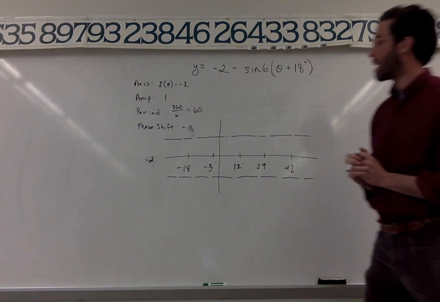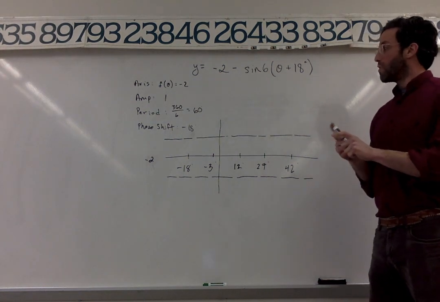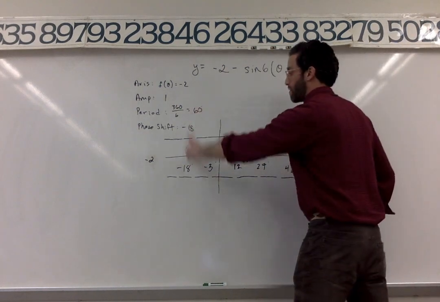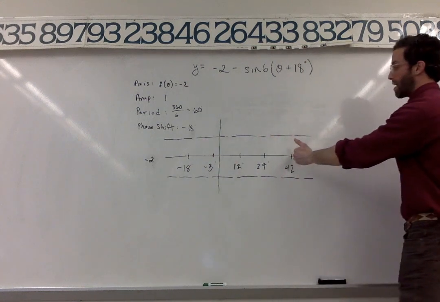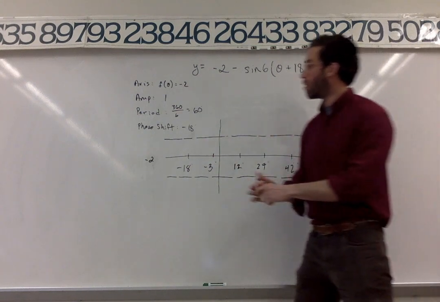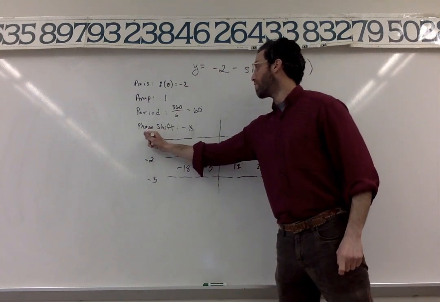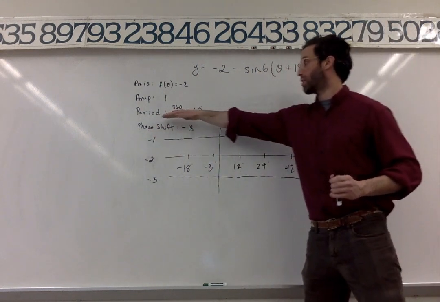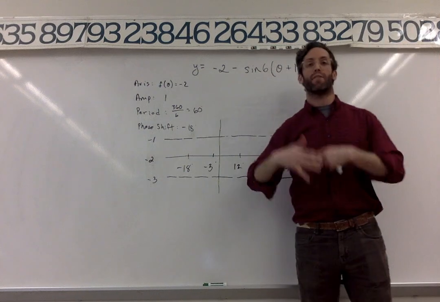It's a little bit slanty, but not bad. So this kind of shows you where our graph is going to be drawn, right? It's not going to go anywhere to the left of negative 18. It's not going to go anywhere to the right of 42. It's not going to go below negative 3 or above negative 1, right? So the true theta axis is actually up here at 0, but you don't have to worry about that.